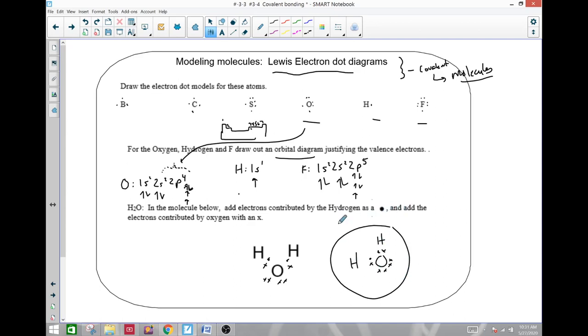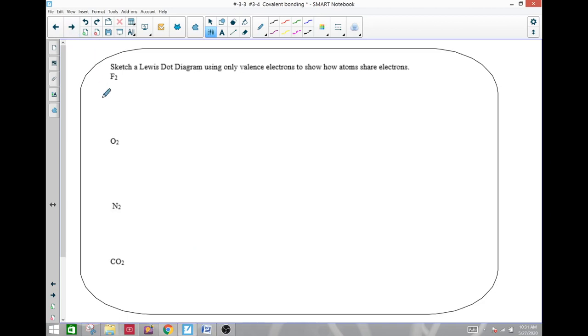And we're sharing. These are overlapping orbitals: this electron here is from the hydrogen, and this one here is from the other hydrogen, and they're sharing between the two. We all want to get a full shell. That's the general idea. Now sketch those diagrams using only valence electrons and show how the atoms share.